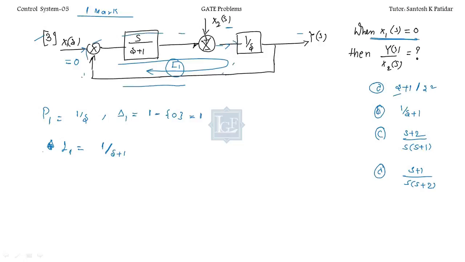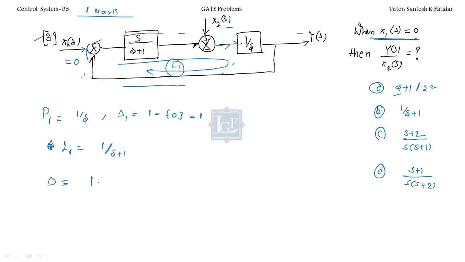Friends, this is related to the system. As we discussed, we'll consider all loops in the system. We are not considering the path. Is it okay? So that's why for L1 you have 1 divided by s plus 1. You have to check the loops in the overall system. Right? Now let's come to the del.